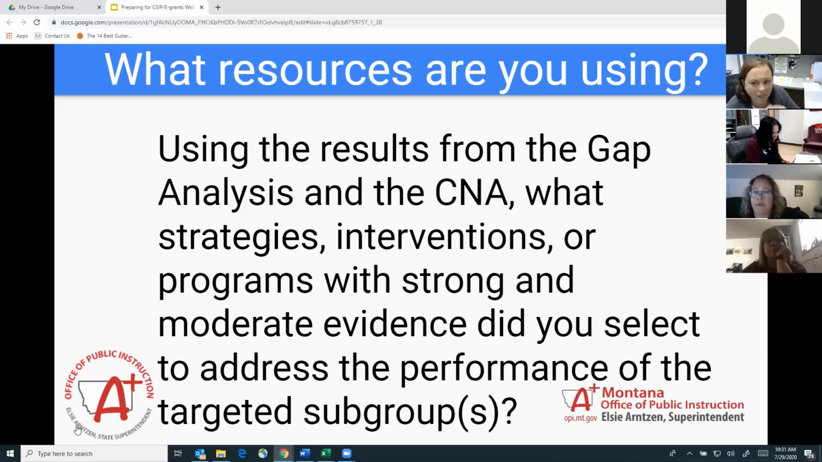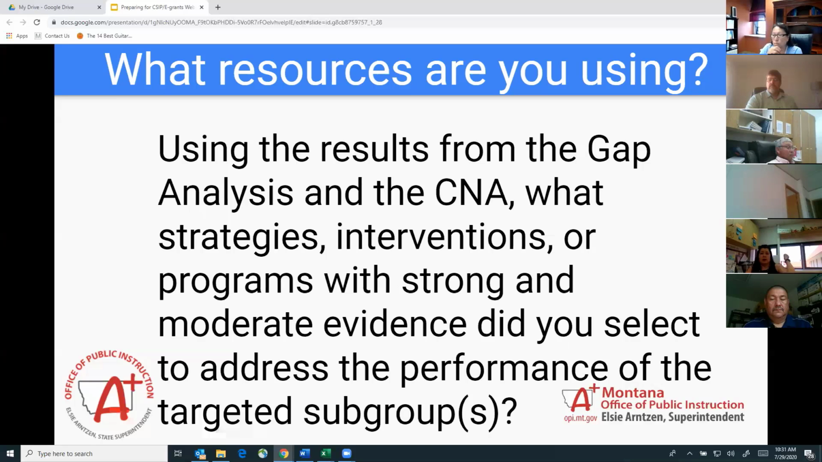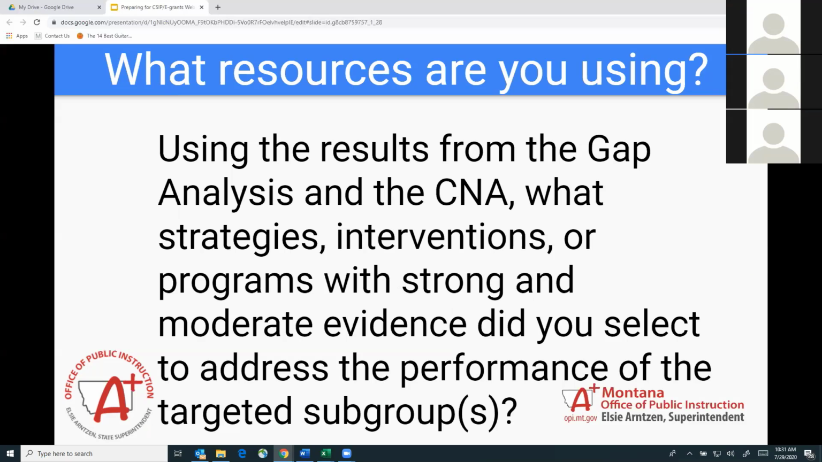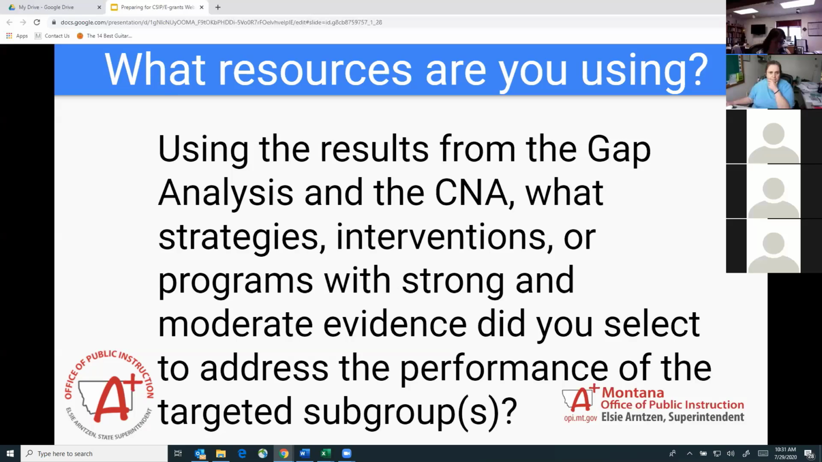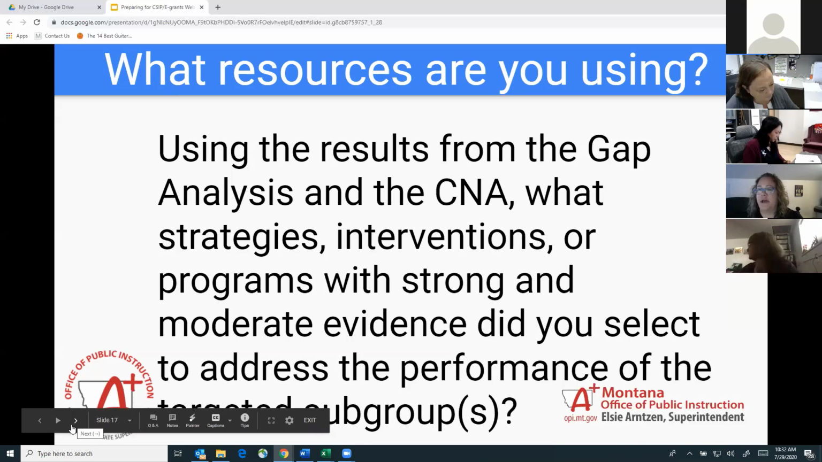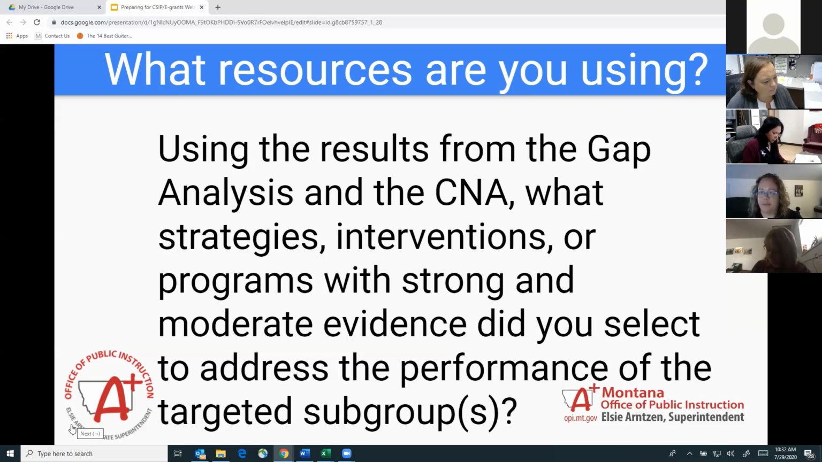So this is coming from your results from the gap analysis and the CNA, what strategies or intervention programs. Remember, you have to have strong or moderate evidence that you select. We do realize that this is year 3, and we don't anticipate that you are going to be changing your interventions, especially if you're showing growth. But if you do want to change your intervention, if they have not been effective, or if your goals have changed, then you can change your intervention as long as they are still evidence-based and aligned with your action plan goals.